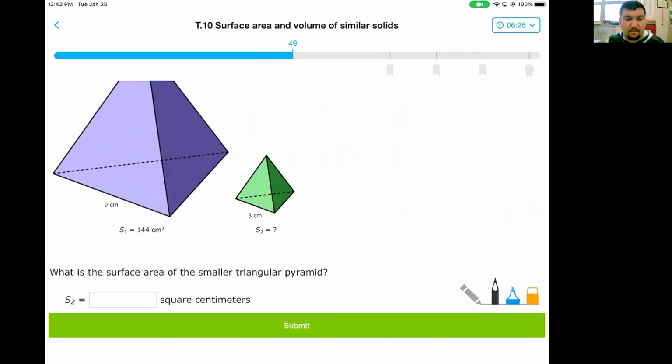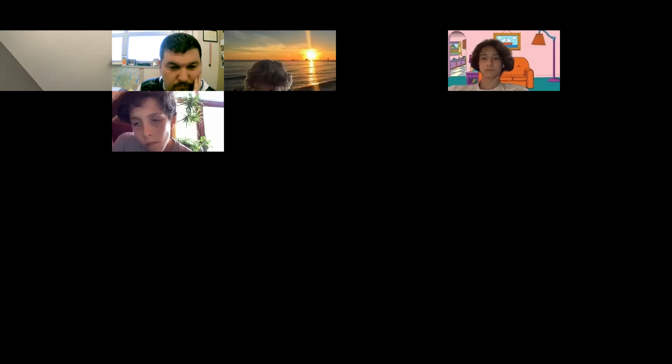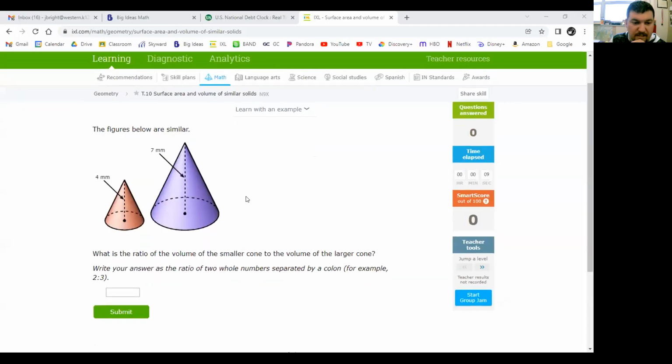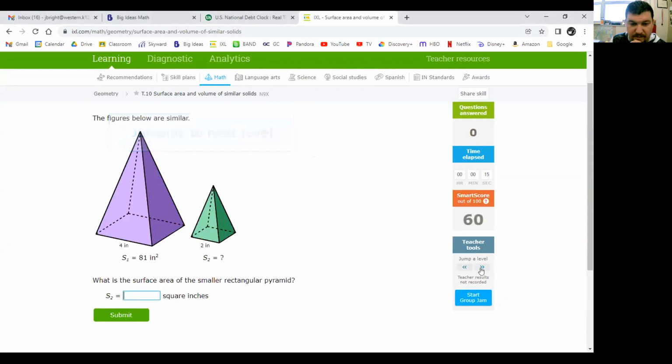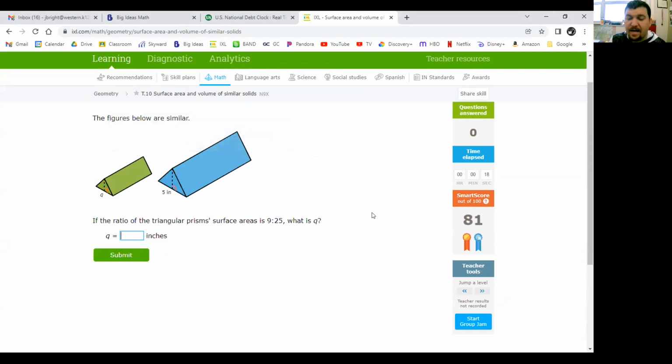Okay, now I'm going to use my computer and advance a little bit, so we can look at some more complicated problems for those of you that are close to 80 or that want to go beyond 80. Okay, so T10, let's go beyond this. Let's see what happens when you get to a smart score of 60, nothing special. Okay, now I'm at 81.